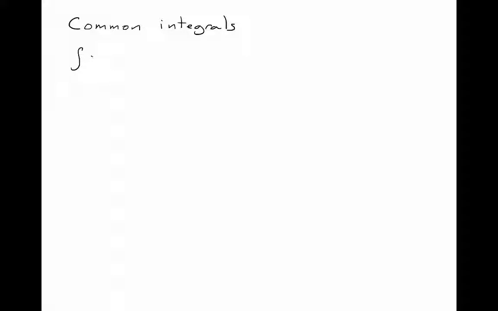So if you're integrating something that's x to some power, then you bump up the power on x and you divide by the new power. This is an indefinite integral because I didn't put boundaries on it. Whenever you do an indefinite integral, you have to add some arbitrary constant.